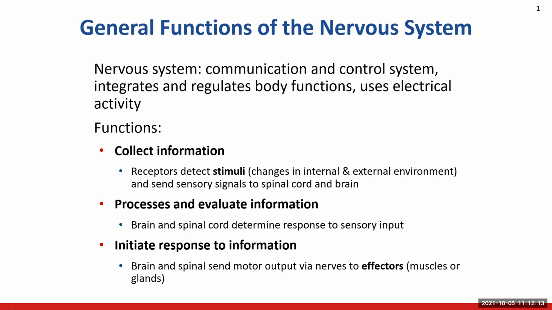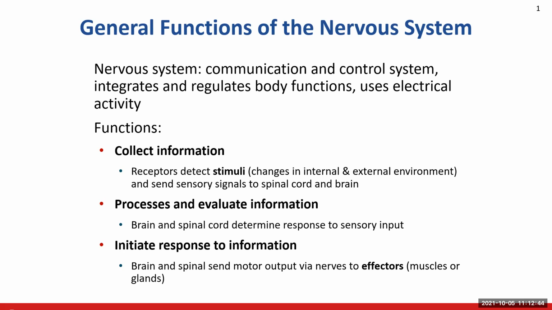And so it'll process it, evaluate it, and then finally decide, okay, now we figured out what's going on. This is how I want to respond. So it's going to initiate some sort of response. And so your control center, your central nervous system, is going to send information to the effector organs, which are muscle and glands. And it'll do so through what we call motor output. Okay, so sensory information is input and motor information is output.